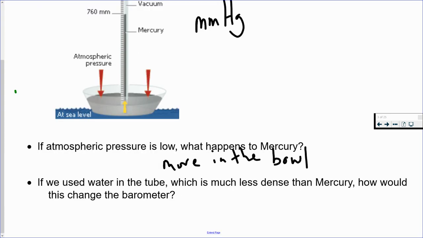And then if you're using water, which is less dense than mercury, how would this change your barometer? Well, if it's less dense, it's going to move up the column faster. So, less dense equals a higher level. Higher level due to low density.